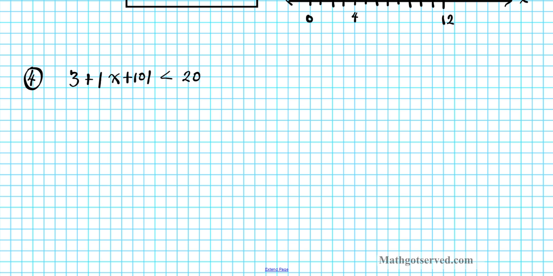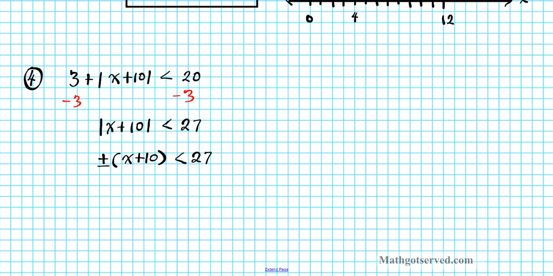To accomplish that, we'll simply subtract 3 from both sides. Subtract 3, subtract 3. And that yields the absolute value of x plus 10 is less than 27. So notice we have a less than here. Since it's less than, this is a sandwich situation. So we have plus or minus x plus 10 is less than 27.